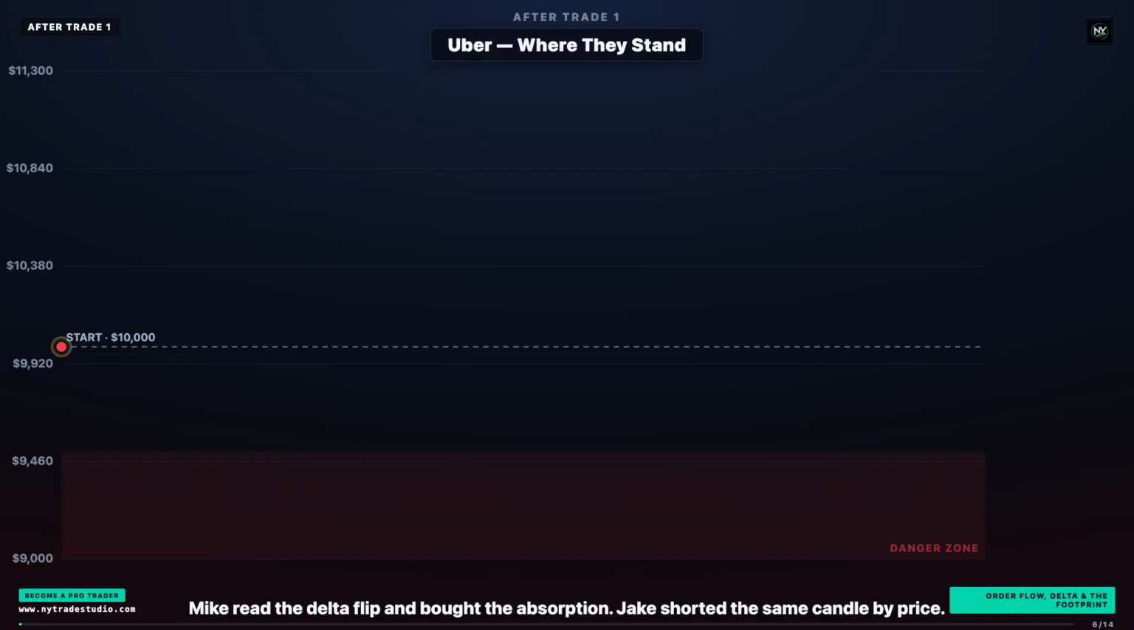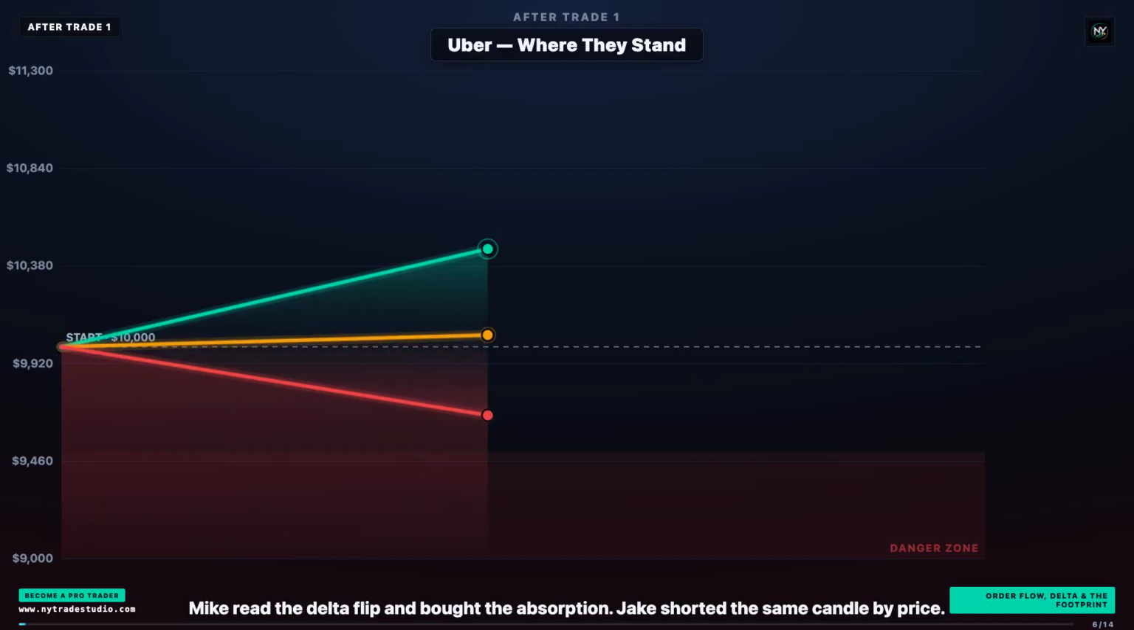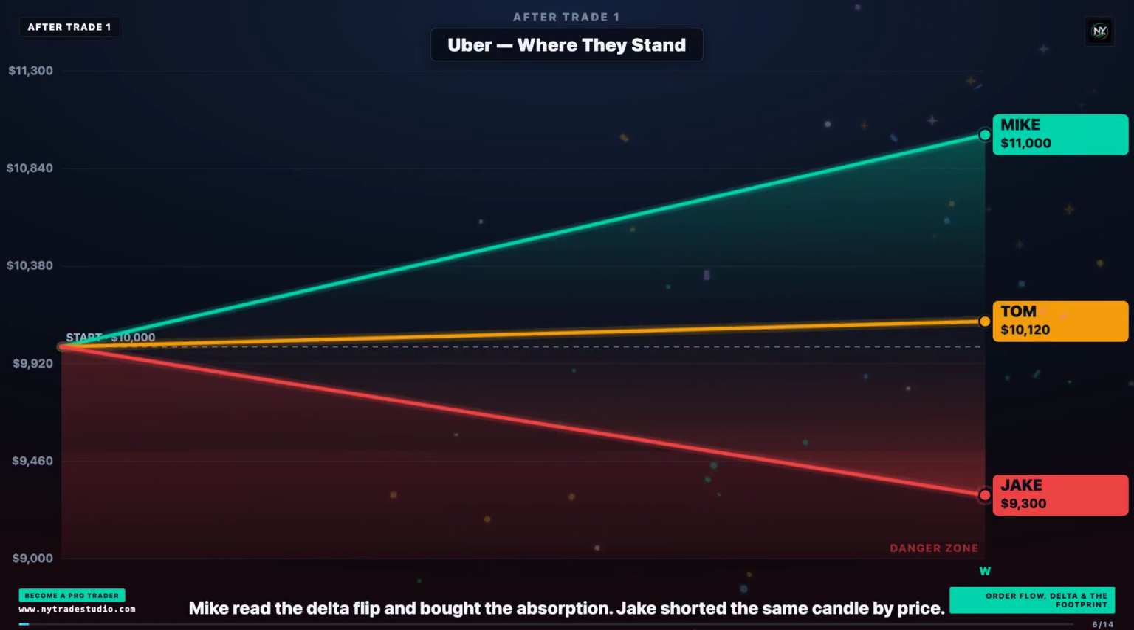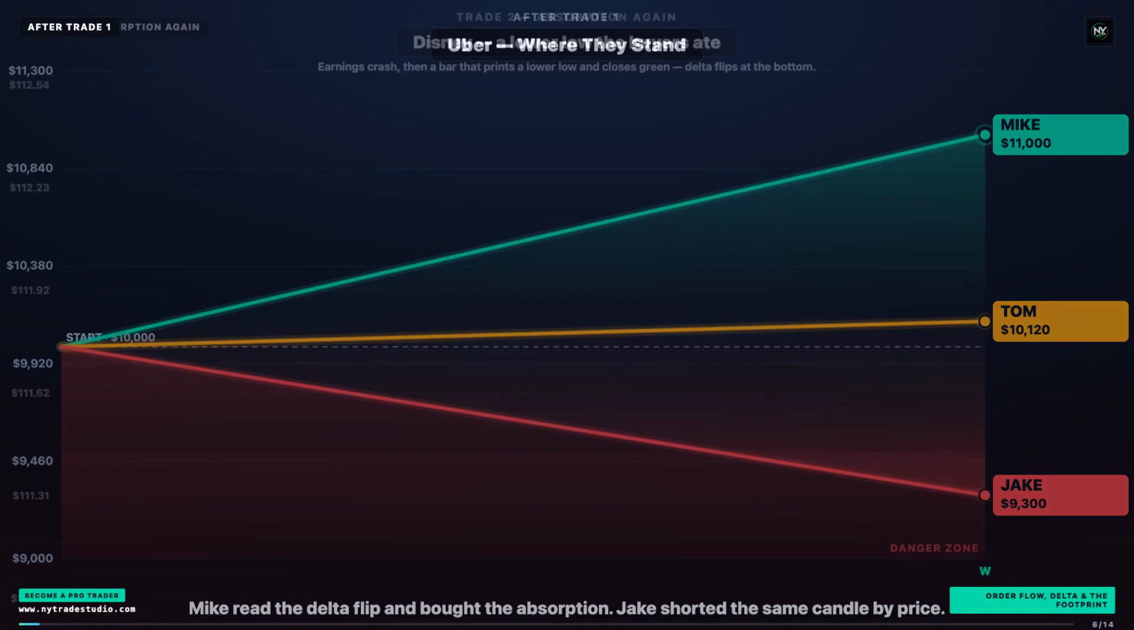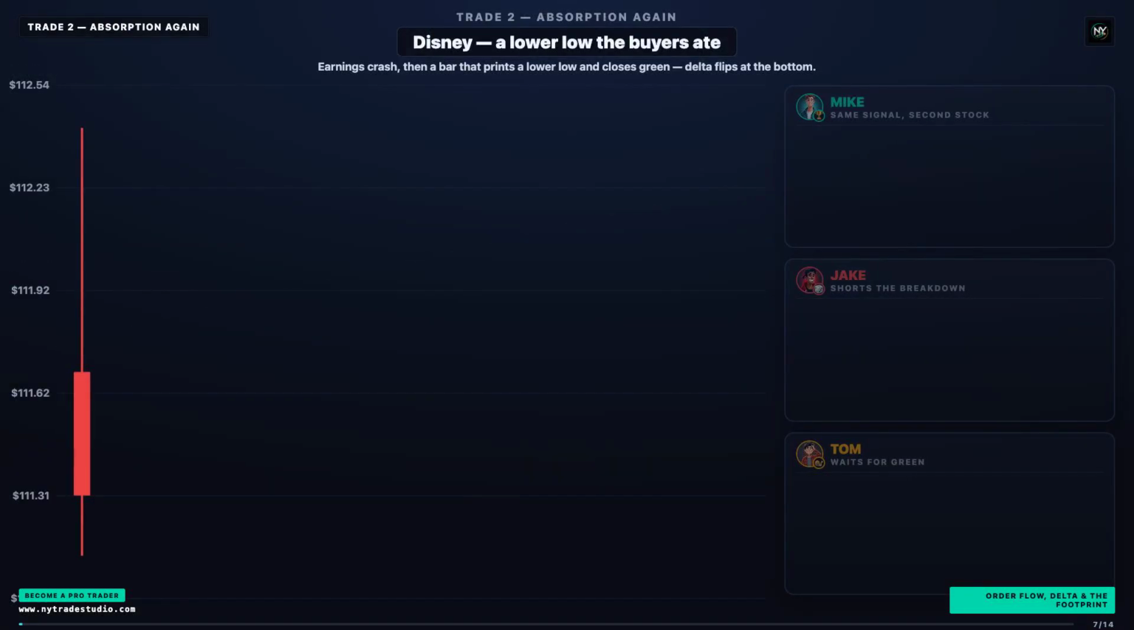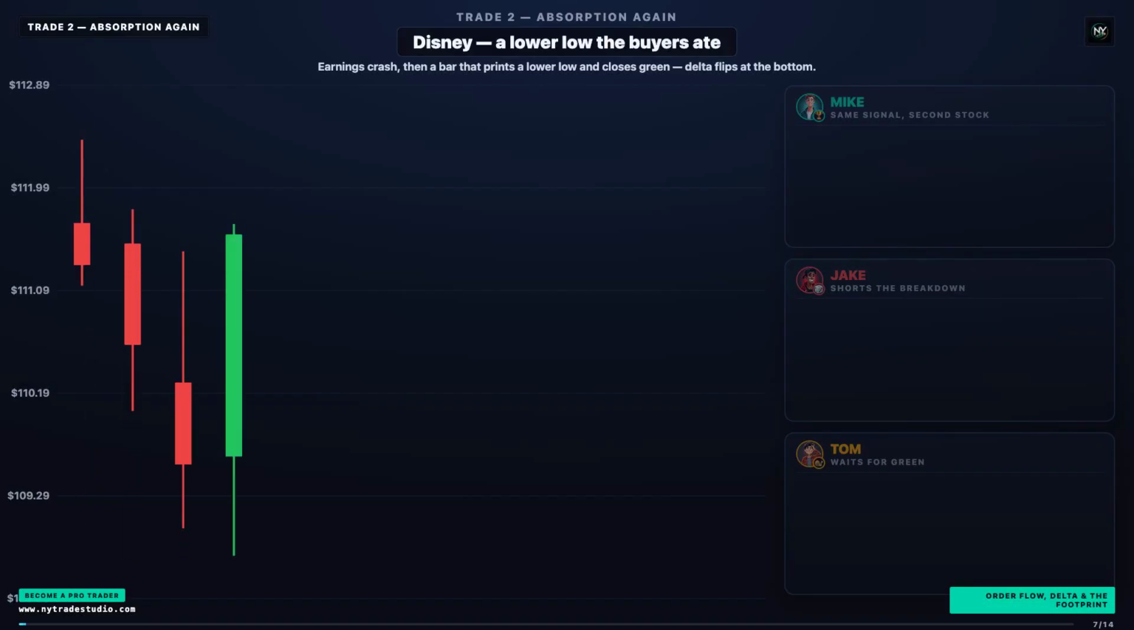After Uber, the gap is already clear. Mike read the delta flip and bought the absorption, while Jake shorted the exact same candle because price was all he looked at. One chart, $1,700 apart. Trade 2. The same signal on a different stock, so you know it is a pattern and not luck.